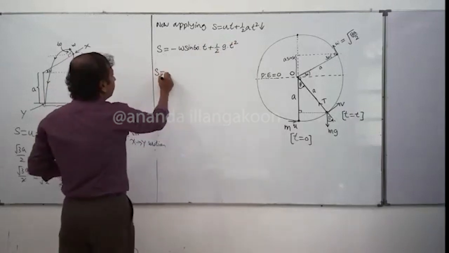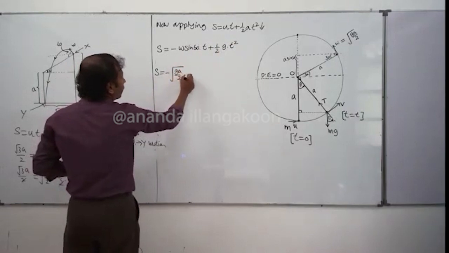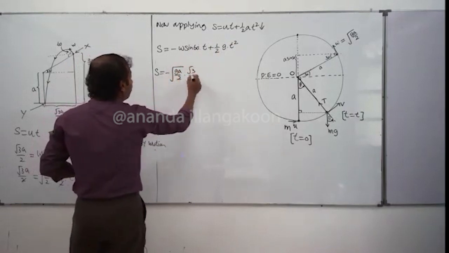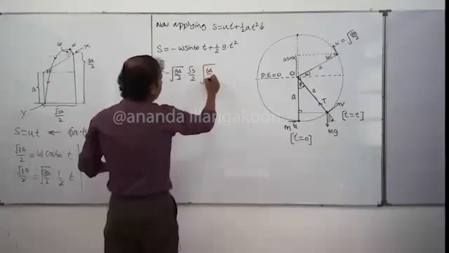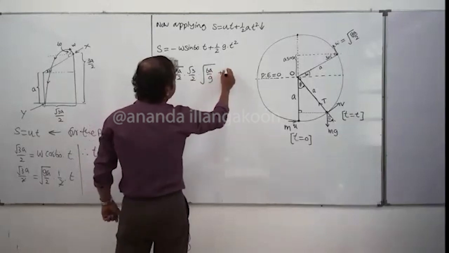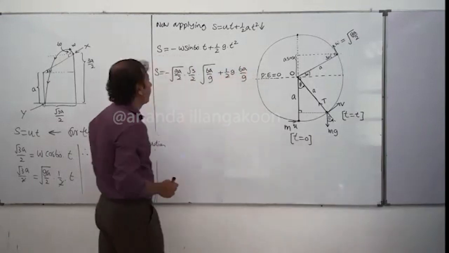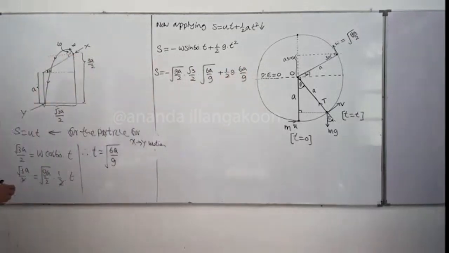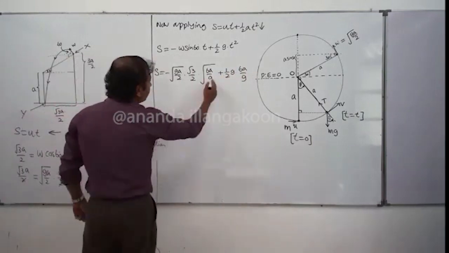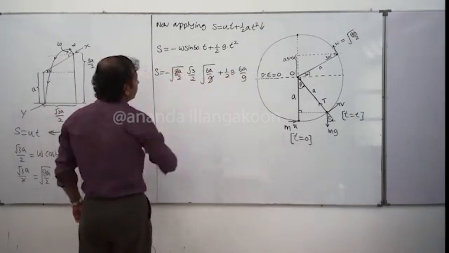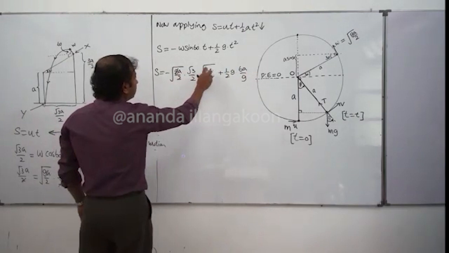S is equal to minus W root 3 by 2 times T plus half g T squared, with T equal to root of 6A by g. Now we can simplify this. This g we can cancel out. Root A, it's A.